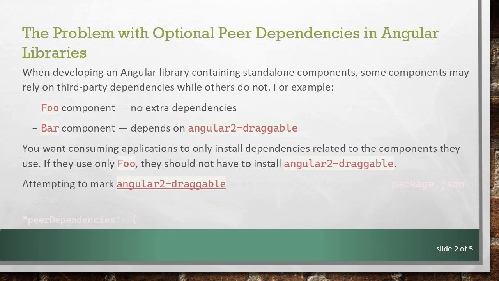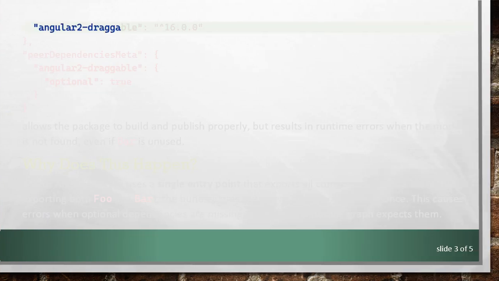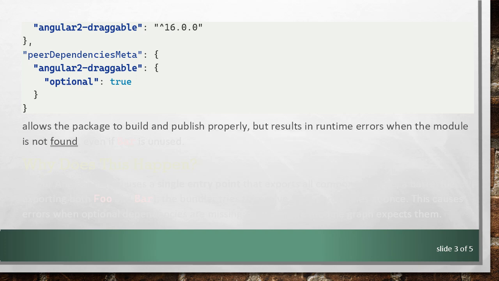Attempting to mark ng2-draggable as an optional peer dependency in package.json like this allows the package to build and publish properly, but results in runtime errors when the module is not found, even if Bar is in use.